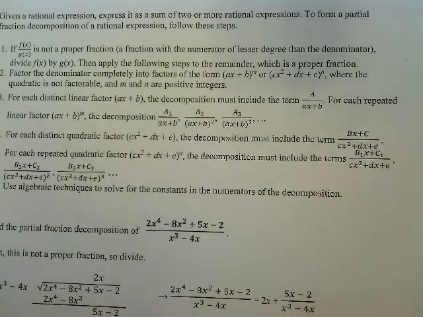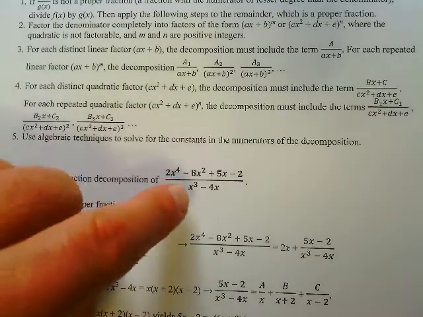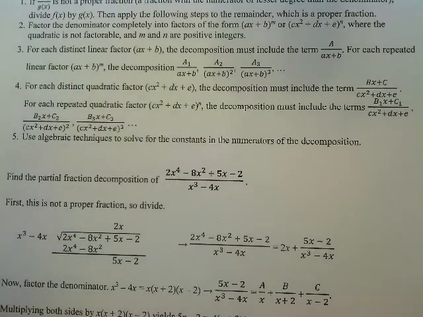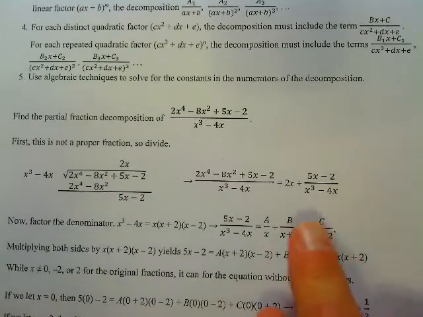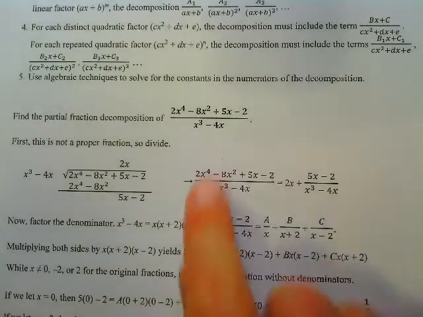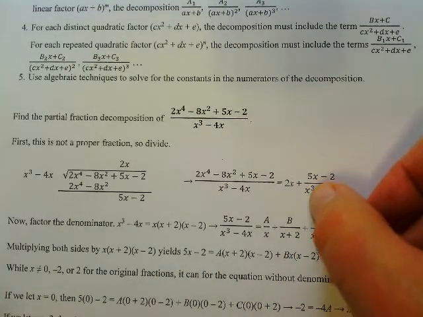to decompose this fraction. So let's say, for instance, that we started with this example. It'd be a bit easier to see these rules with an example. We have 2x to the fourth minus 8x squared plus 5x minus 2 divided by x cubed minus 4x. So that is not a proper fraction. We have x to the fourth here, x cubed there. So the first thing we do is we divide, and it turns out that this can be written as that. And so this one is now in the form of a proper fraction.